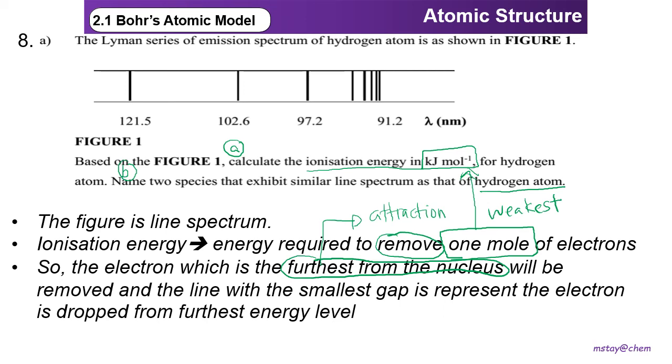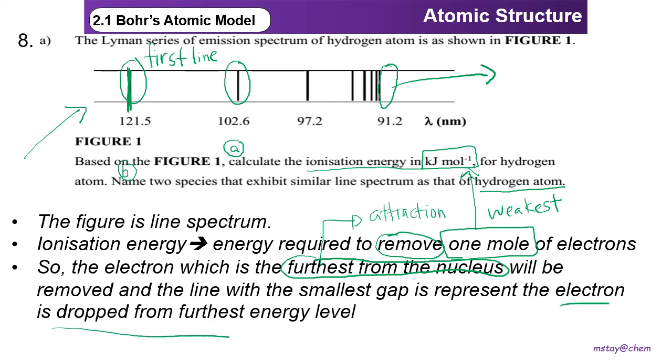If you still remember, according to this line spectrum, the largest gap is considered the first line. Since we want to remove the electron from the furthest, the smallest gap means the electron dropped from the furthest energy level. So later when we do calculation, we are going to use 91.2 nanometer.